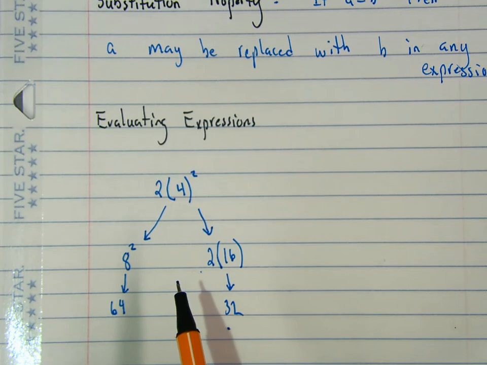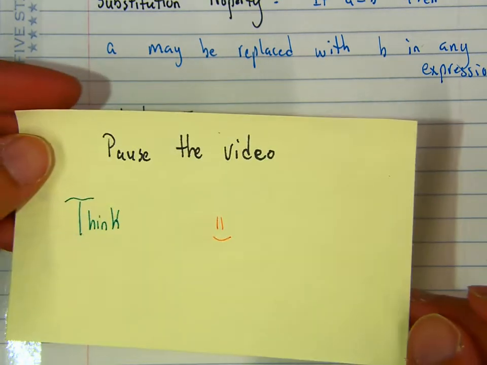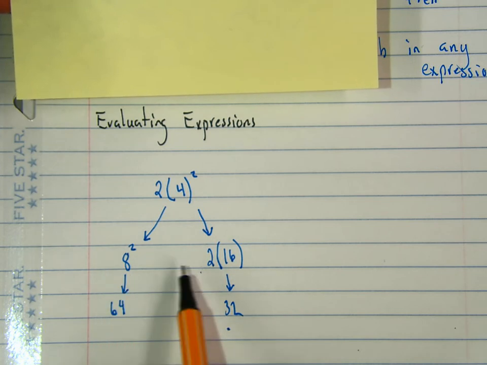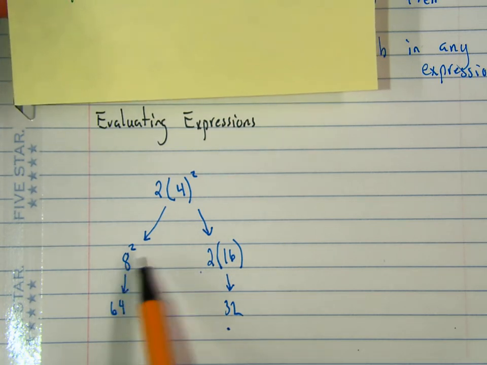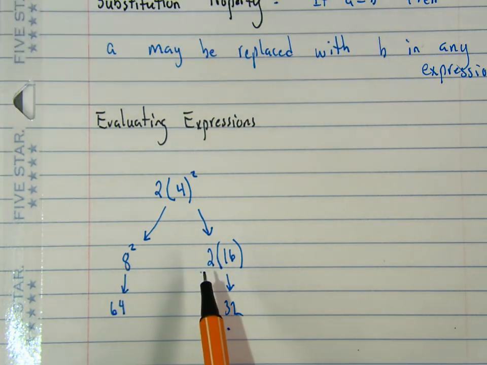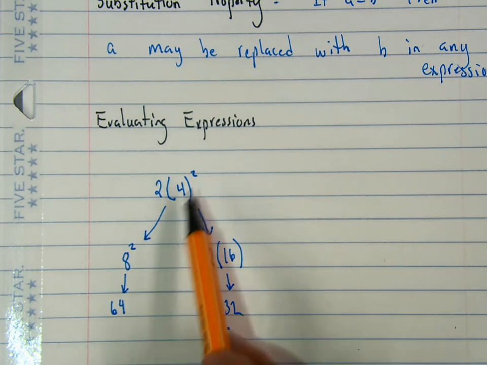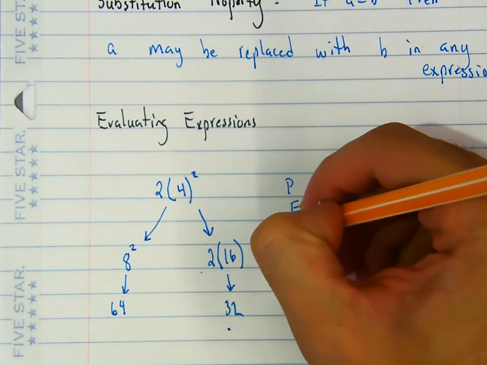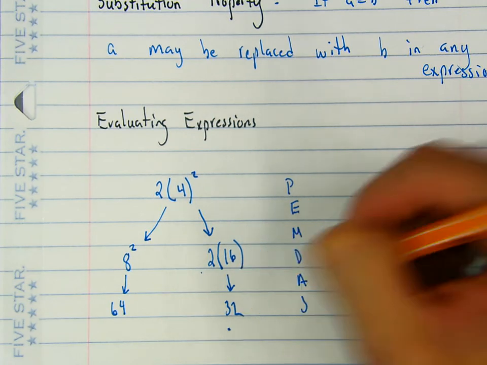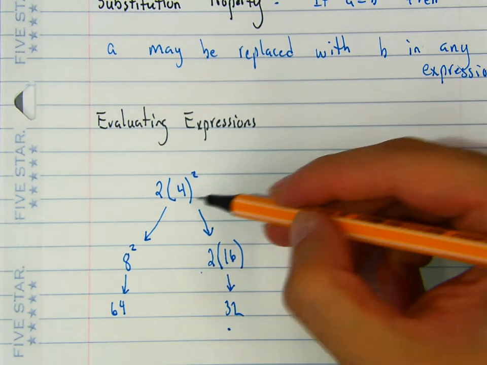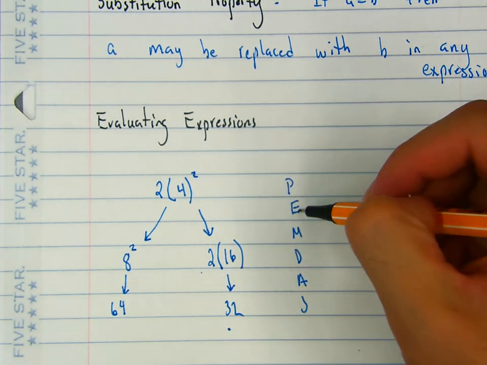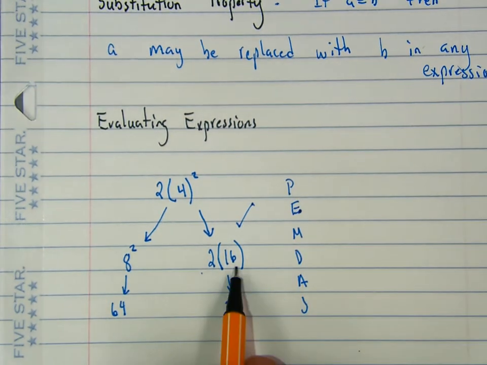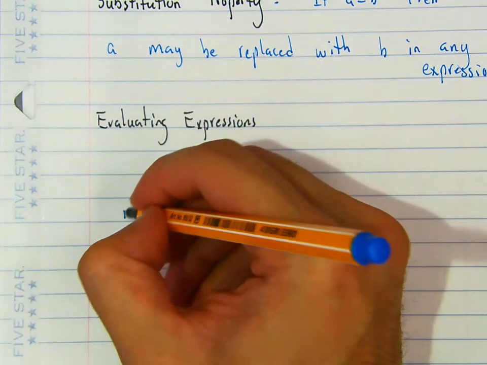What I want you to do is pause the video and think about it. Which way do you think would be the correct way to continue? This way or this way? Right? And let's say you pause the video when you want to think and you have an idea. You have to remember PEMDAS, right? So here, PEMDAS is telling us first we do the parentheses, then we do the exponents. So this is the correct way. If you do this, my heart breaks.